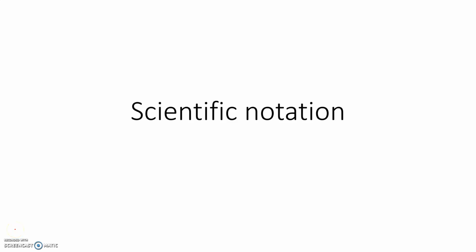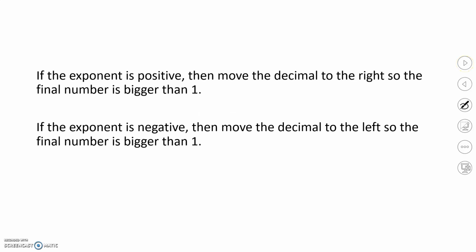For this lesson, what we're going to be talking about is going from scientific notation and then writing it in standard notation. So to start off with, just a couple of refresher rules. Again, if the exponent on your number is positive, then we're going to move our decimal point to the right so that our final number is bigger than 1. I'll just run through an example right now.